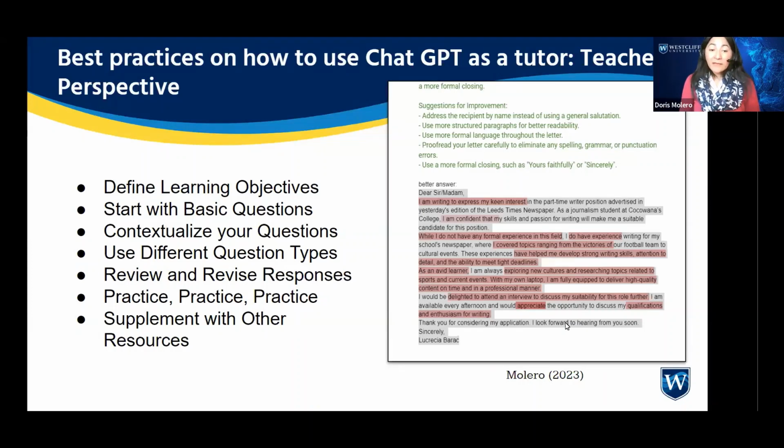And after that, you can start with basic questions to understand how the model responds, and then contextualize those questions and get more accurate and relevant responses. You can use different types of questions to develop various language skills and review and revise responses to refine understanding.